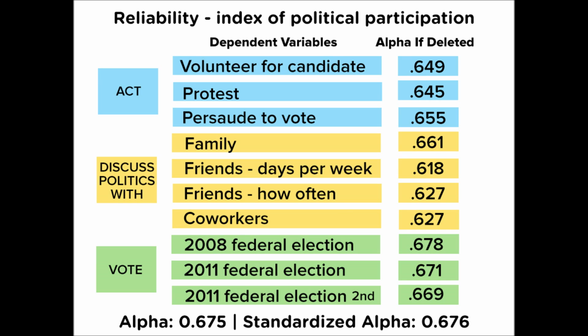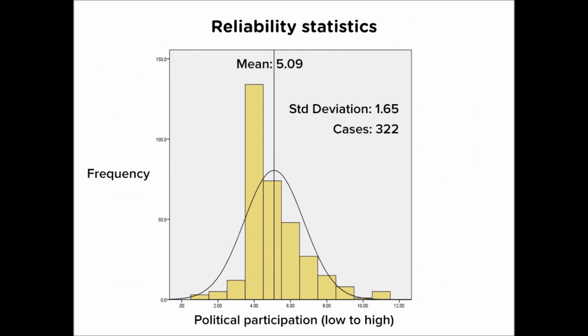The standardized alpha is 0.676, which shows these variables are related enough to compile into an index. The mean is 5.09, which shows more Canadians are on the lower side of political participation. The kurtosis is normal, which shows that there are fewer Canadians with really high or really low political participation.